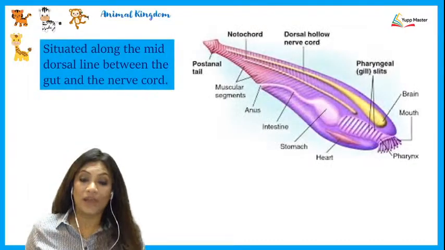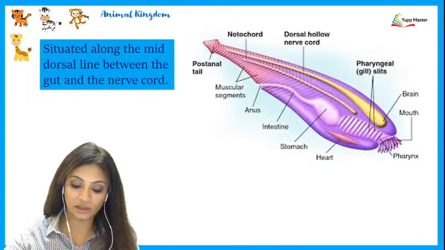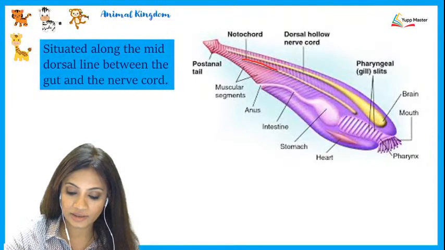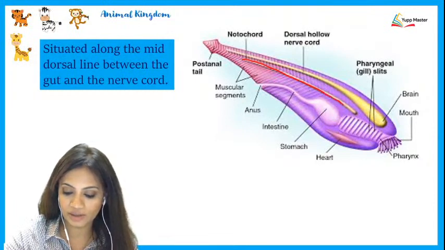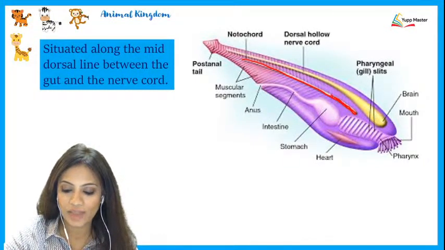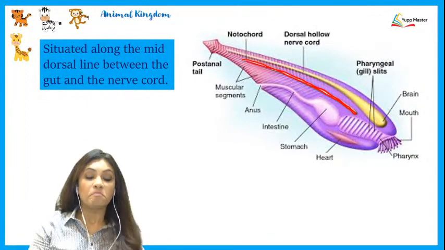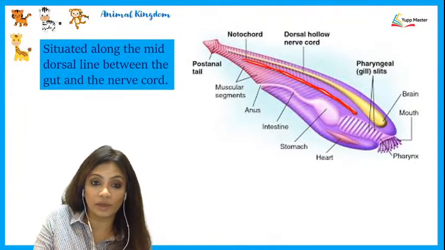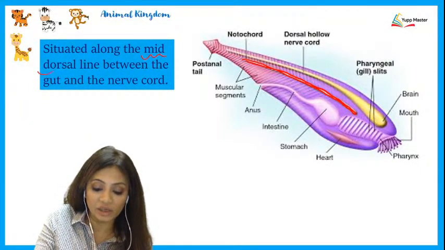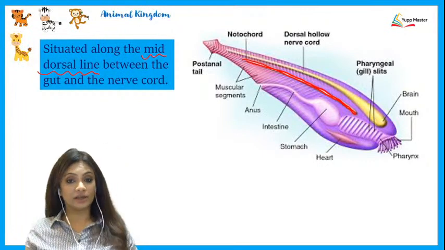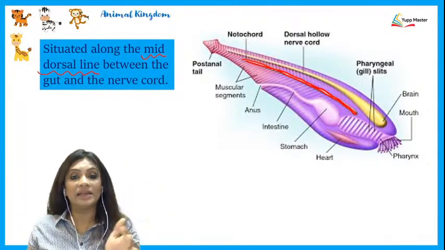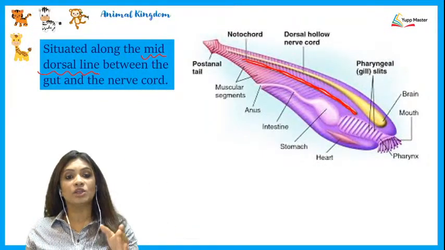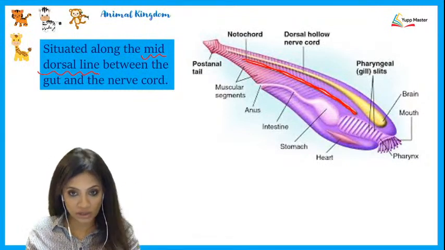Okay. Now where is it located? Let's see where the notochord is over here. Here it is. I'm just coloring it in red. This is the notochord. And where is it located? It is located in the mid-dorsal line. So first let's take it word by word. When I say that it is a mid-dorsal line, first of all understand that it is in the dorsal. Mid means in the central part. So it is situated in the mid-dorsal line.